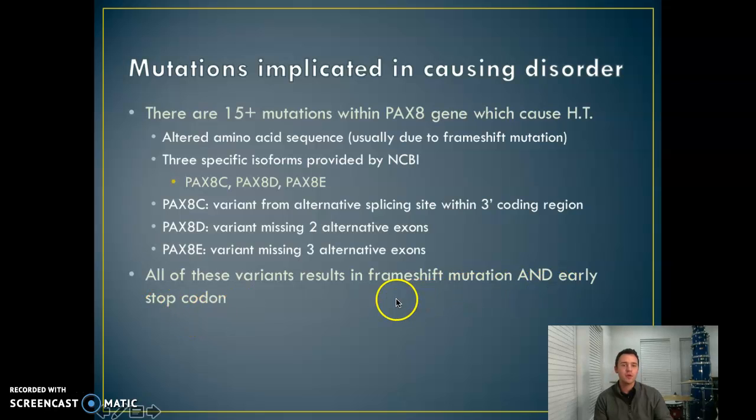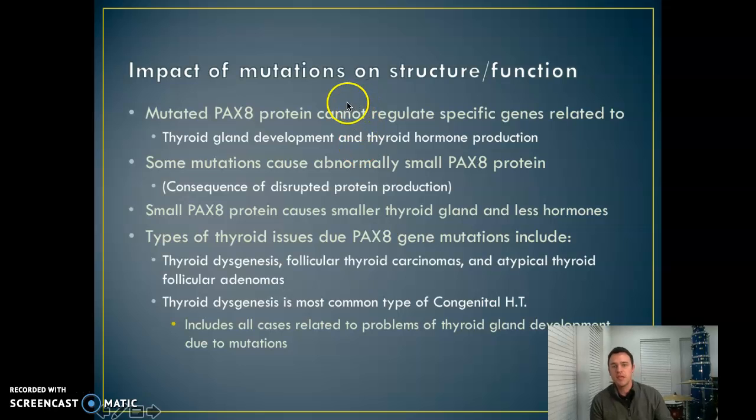And this early stop codon is the explanation for why the thyroid gland is often smaller in size or missing altogether. It's because the coding for the protein has not finished. So that results in a deformed thyroid gland. So, the impact of mutations on the structure/function.